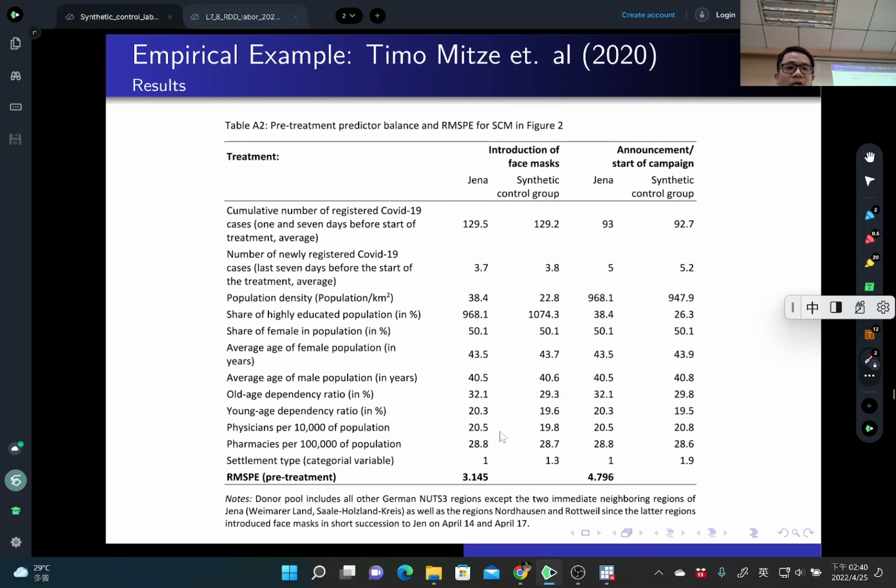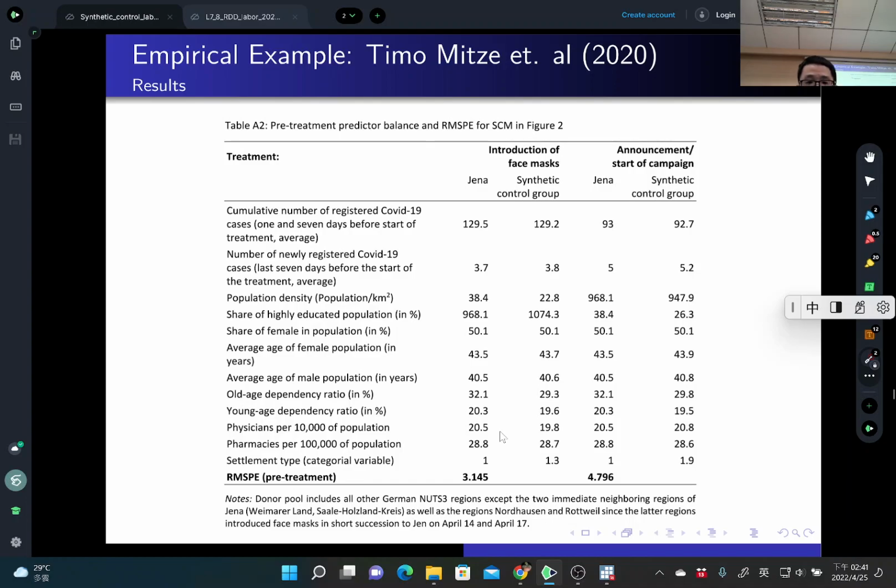They also show how the pretreatment matching looks. They compare Jena and the synthetic unit, and you can see their results are quite similar. They also show the population density, the share of the highly educated population, the share of female population, and the average age of female and male populations.